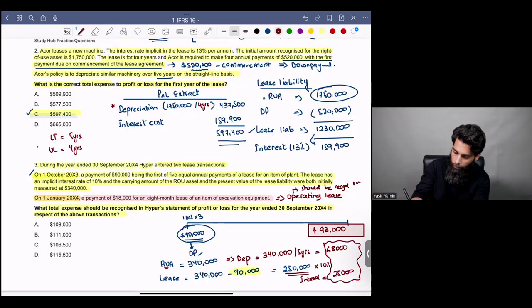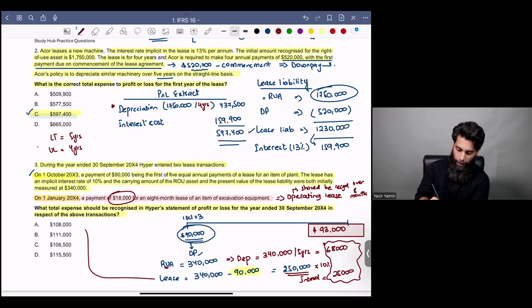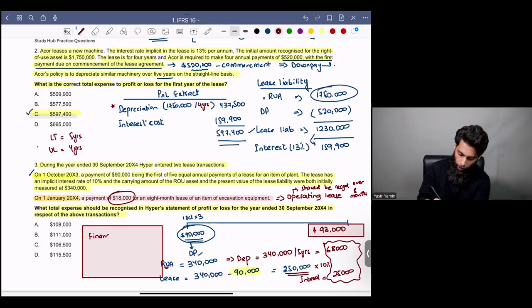over 8 months. And do you think since our accounting period comes after 9 months from the date of the lease, this whole 18,000 would be charged as an expense by then? This whole 18,000 should be charged as an expense by then. Do you all agree? So with regards to the finance lease, what goes into the P&L is 93,000. And for an operating lease, what goes into the P&L? 18,000 for sure.